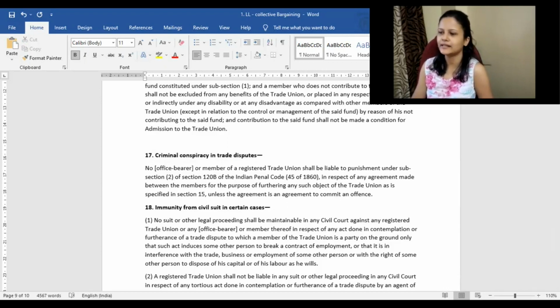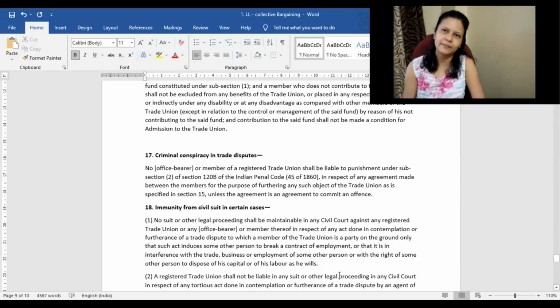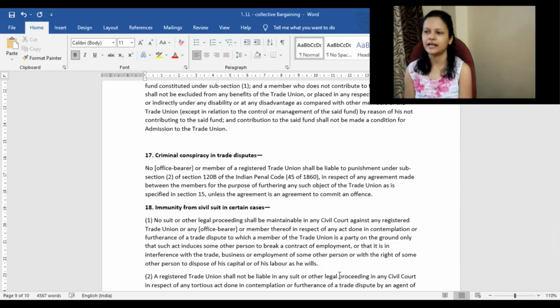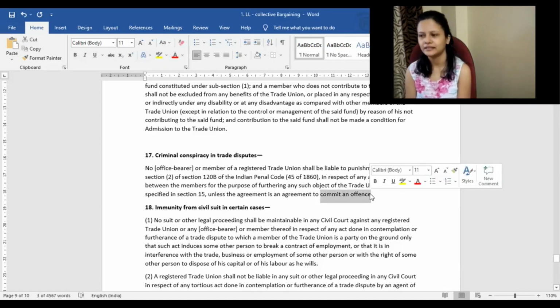So under that agreement, if they are deciding that we are going on a strike, we are doing this, we are doing that, for such general reasons, a case cannot be filed against them under criminal conspiracy. But again, members also cannot take the benefit of this provision if they are planning a murder or something, right? If they are trying to commit some criminal offense, they can be held liable under section 120B.